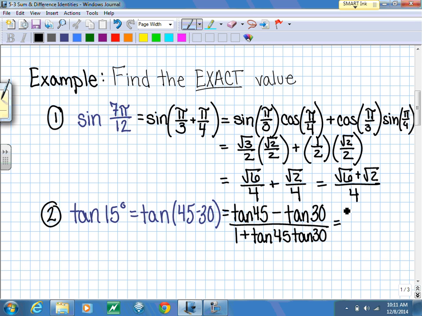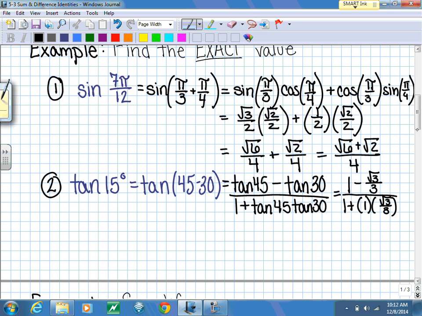So I'm going to fill in the information that I know. The tangent of 45 degrees is 1. And then I'm going to have minus the tangent of 30 degrees, which is the square root of 3 over 3. And this is all going to be over 1 plus the tangent of 45 degrees, which is 1, and the tangent of 30 degrees, which is the square root of 3 over 3.